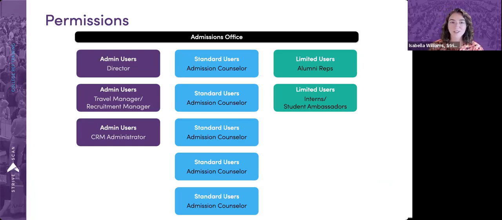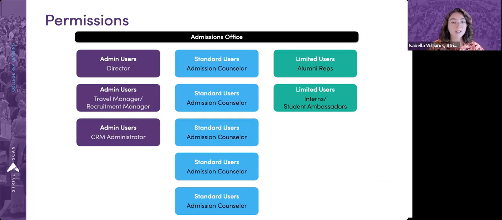Here at StriveScan, we encourage everyone in your office to have their own StriveScan account. And to help support the process, we offer 3 user types: admin, standard, and limited users. So we want to talk through who is best suited for each role.